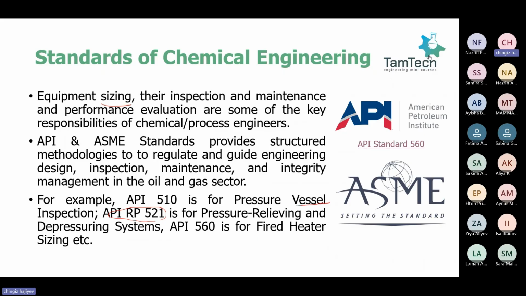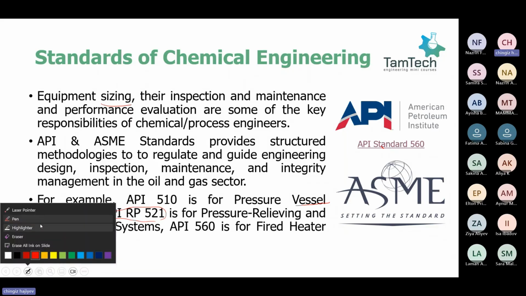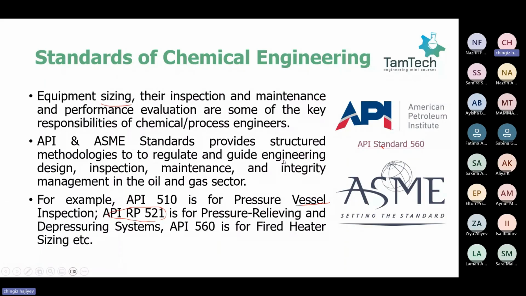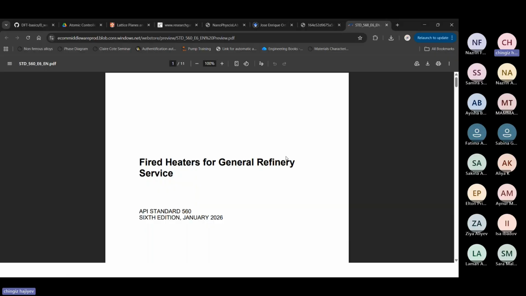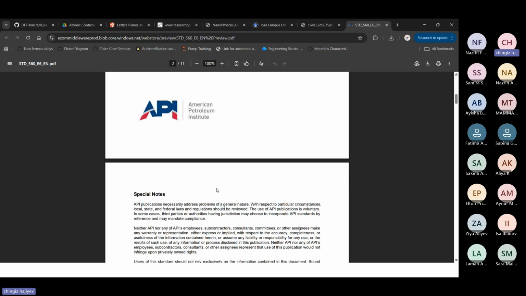Now we will see one example. Let's see what API 560 is. I will try to open this link that I have here, which includes the introductory information. You can also find this on the commercial website of API. As you can see, it's API Standard 560, and it is for fired heaters for general refinery service.